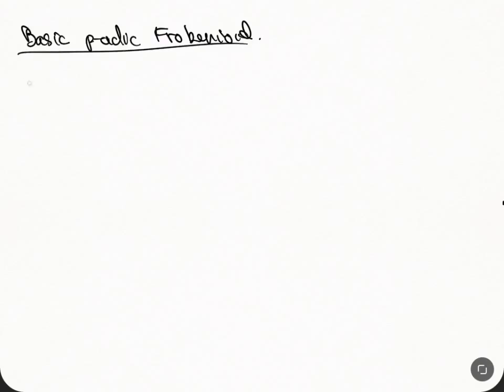So I'm going to define the basic p-adic Frobenioid. So, definition. Let DP be the category of covers of Q_p, or Spec Q_p, which are connected and étale. So these are just field extensions.